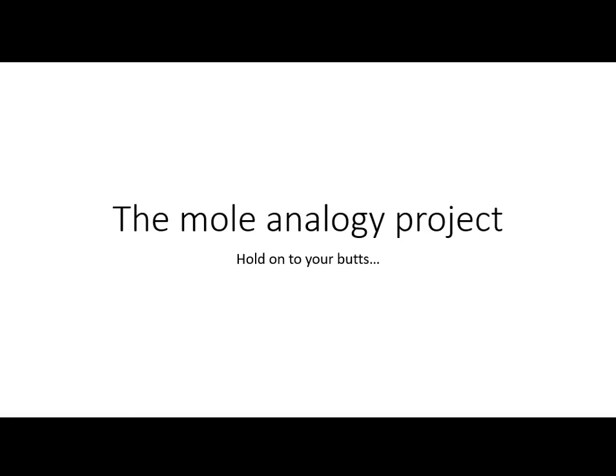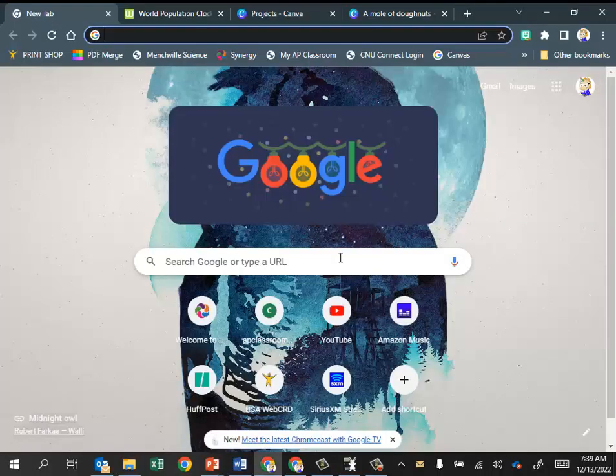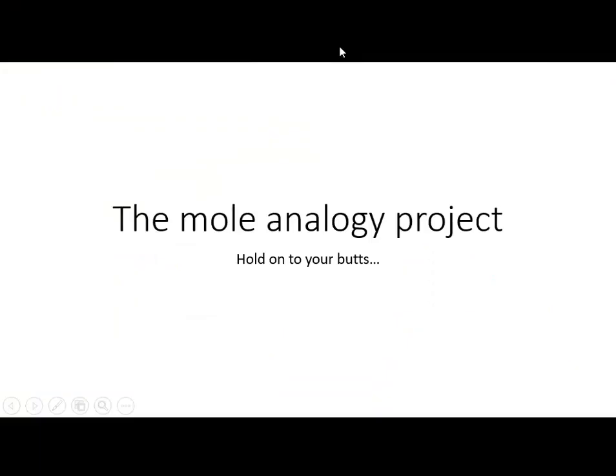Welcome back, chemistry students. Today we will be talking about your mole analogy project, probably one of the hardest projects in the chemistry class. Now, in order to do this project, you'll need a couple things. You'll need a calculator, a browser, and a free canva.com account. Once you have all of those things, you are ready to get started.